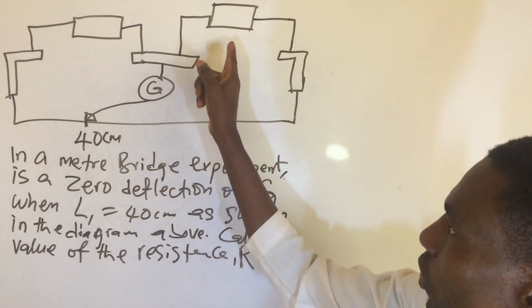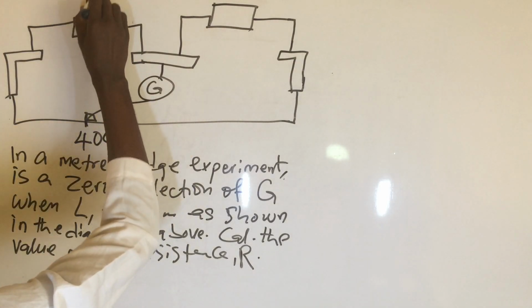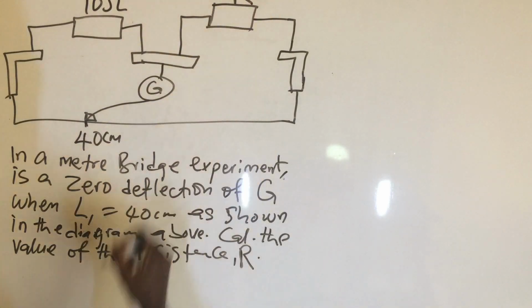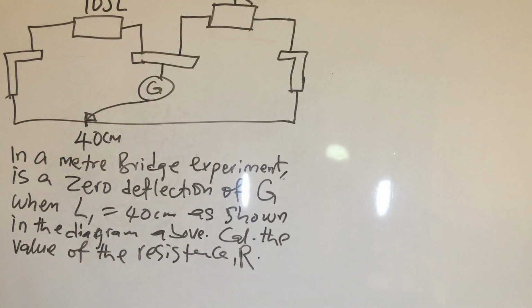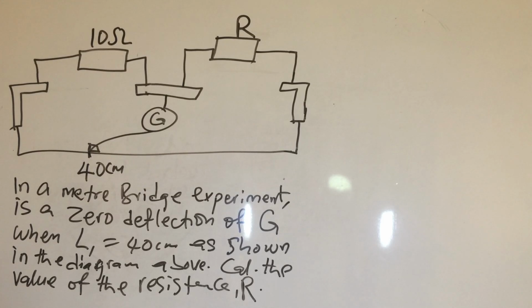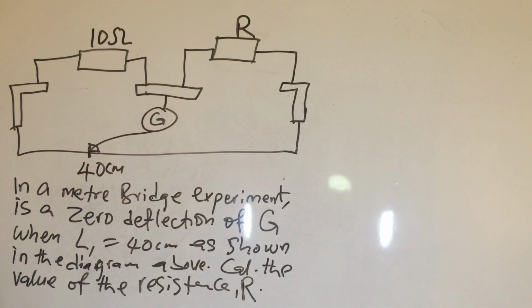So the resistors above: this one is 10 ohms, while this one is the one they ask you to calculate for. We need the value of this.